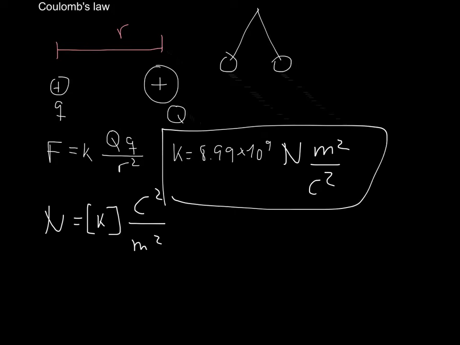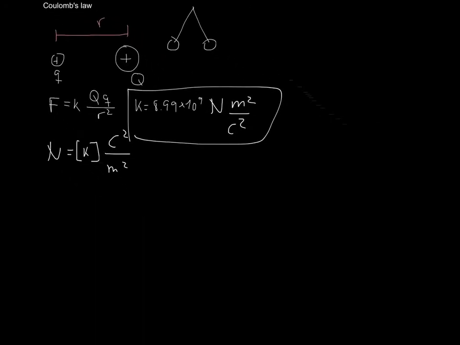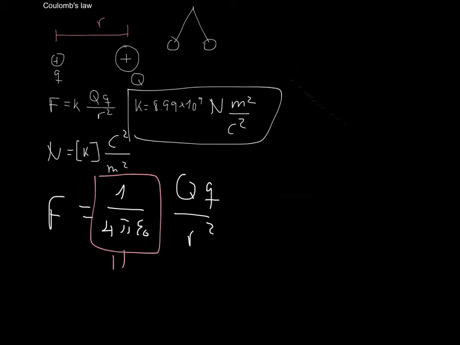Now, some people do not like to express k like this, and they express it in a different way that looks very confusing but actually makes sense. So let me go through it for a second. The way they express k is this. Instead of saying that force equals k times, they say force equals 1 over 4 pi epsilon 0 over r squared. So this thing here is equal to k.